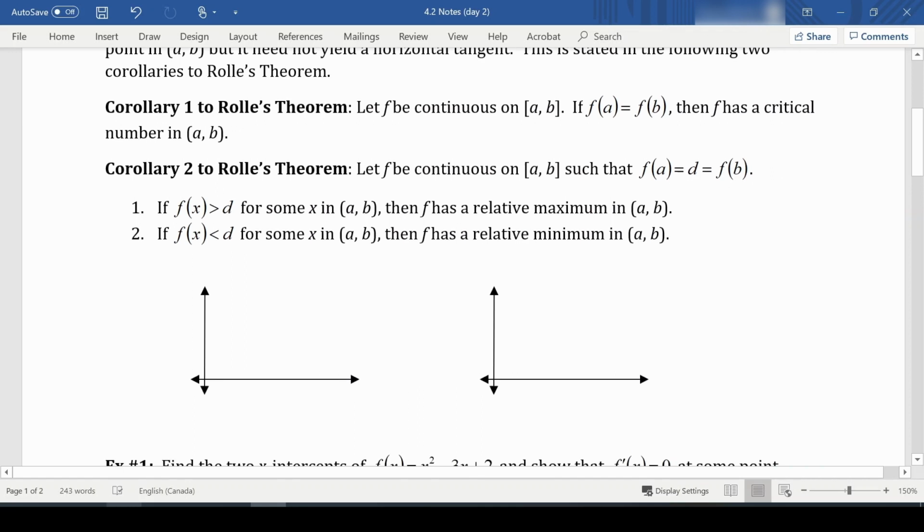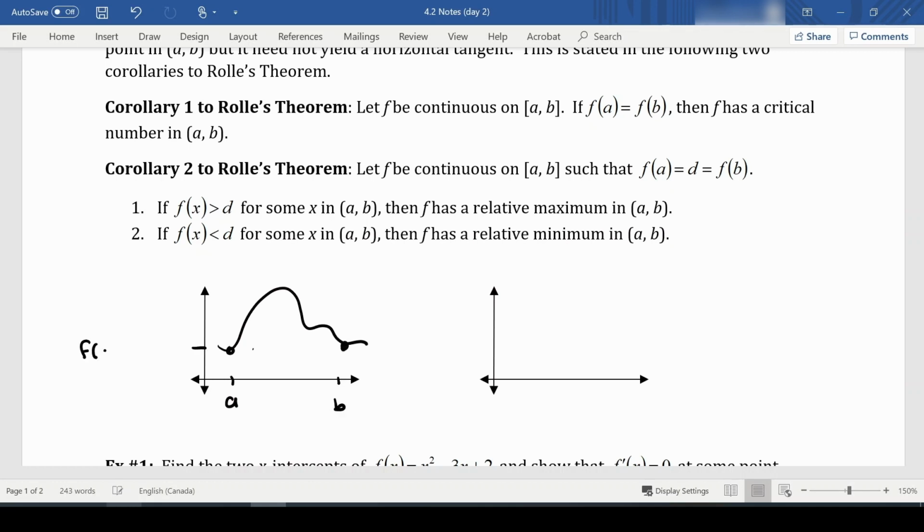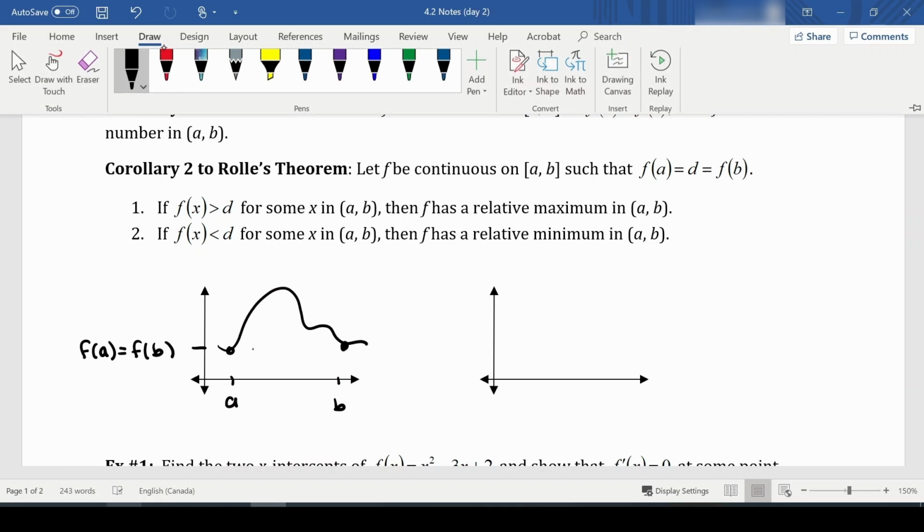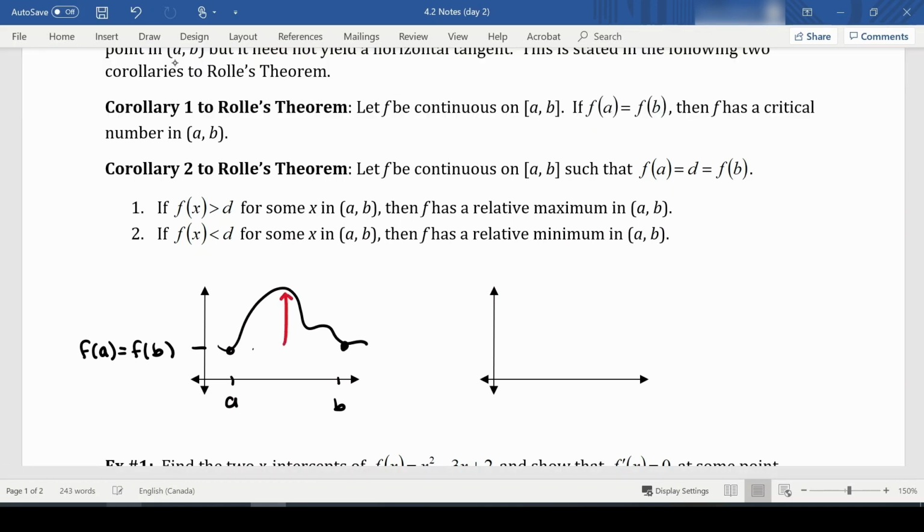Then the next part is saying, if f is continuous and f(a) equals f(b), this is equal to some number d, some y value. If the function is above that y value, so if I draw my function, here's my a, here's my b, these two are equal, f(a) equals f(b) here. The function is above that, so we can see this part of the function is above that, then f must have a relative maximum in (a, b). So here I'd have my relative maximum.